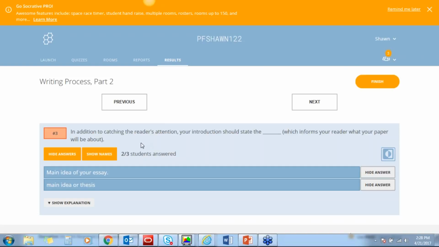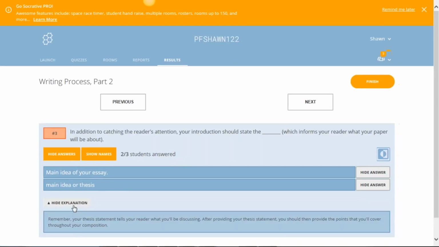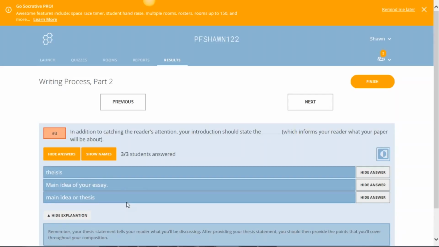The correct answer I was looking for is thesis. The main idea is something that you're looking for in the paper, but the technical term that I was looking for is thesis. And then I have a little helpful advice down here. Remember that your thesis statement tells your reader what you'll be discussing. After providing your thesis, you should then provide the points that you'll cover throughout your composition. All right, great job, everyone.